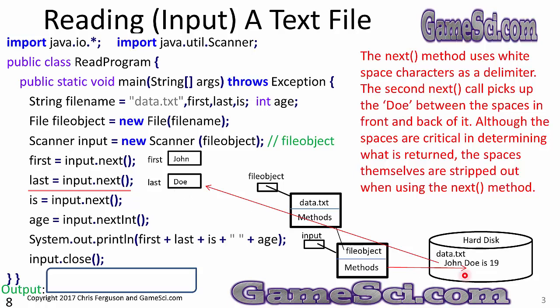Space delimited. All of these spaces between John and Doe and is and 19 are what we call delimiters. They separate data in the text file.